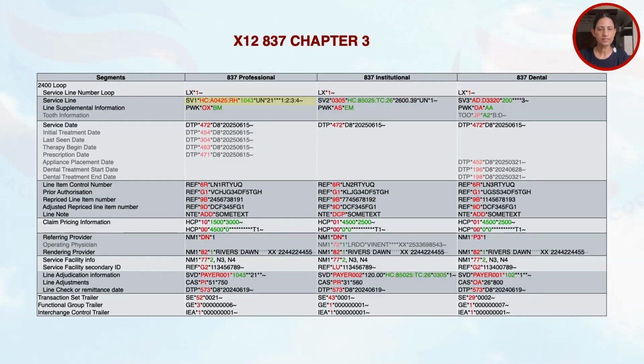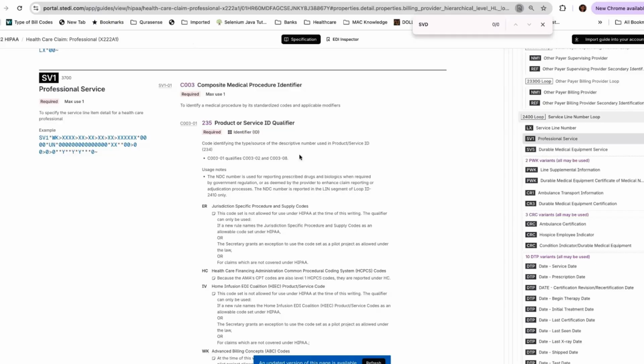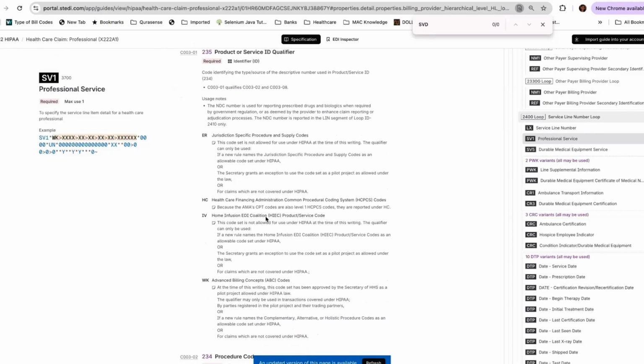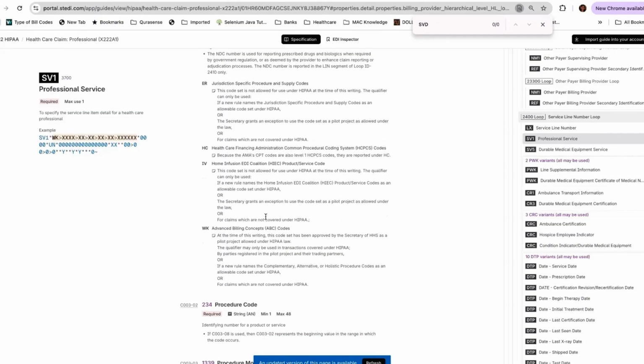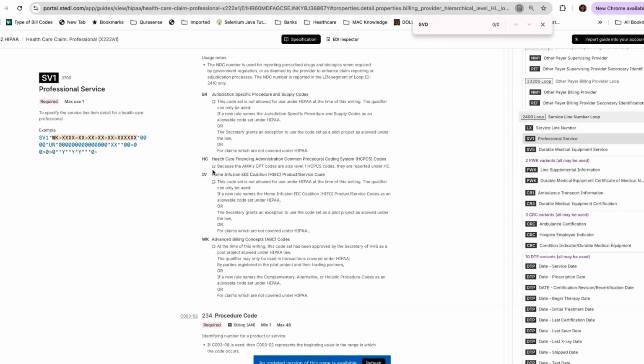Now the professional service line, that is SV1 for 837P. SV101 carries the information for the medical procedure that is performed. SV101 is further divided into various components. The first component has the qualifier to represent the service type. It can have various values like ER, HC, IV, WK, as you see here on the guide. But under the HIPAA guidelines, we only use the code HC, which represents both CPT and HCPCS code sets.